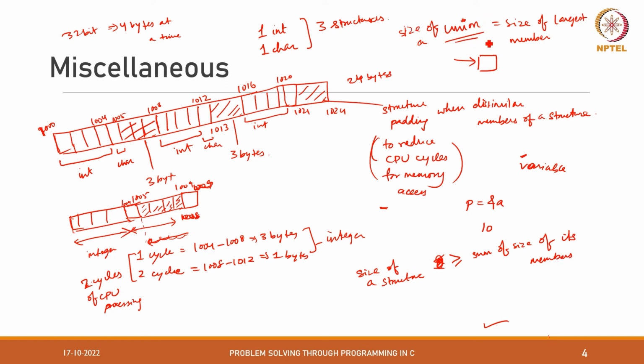The size of the union is equal to the size of its largest member, while the size of a structure can be greater than or equal to the sum of the sizes of its members. Equal to when we have similar kinds of members, so we don't need this kind of padding. Or if you have dissimilar members, then it can be greater because of all the padding that we'll have in between, in the structure itself. So because of that, the size of the structure will be larger than the sum of the sizes of its members.